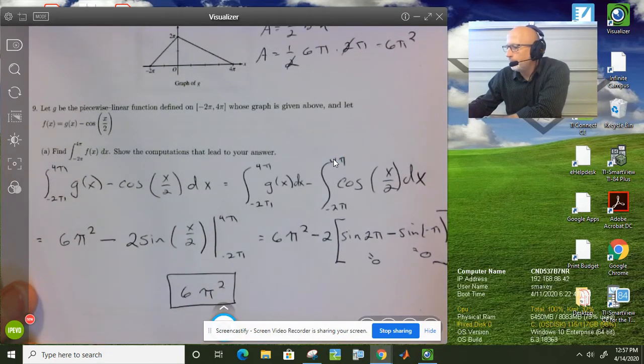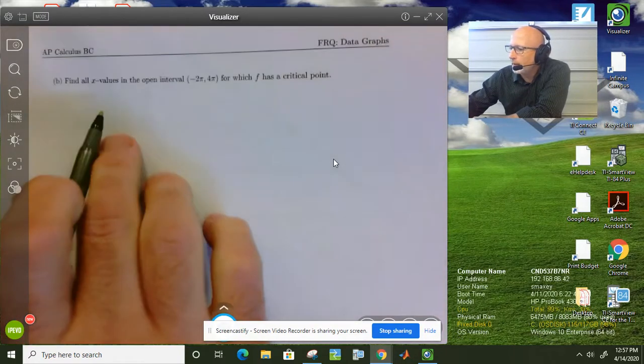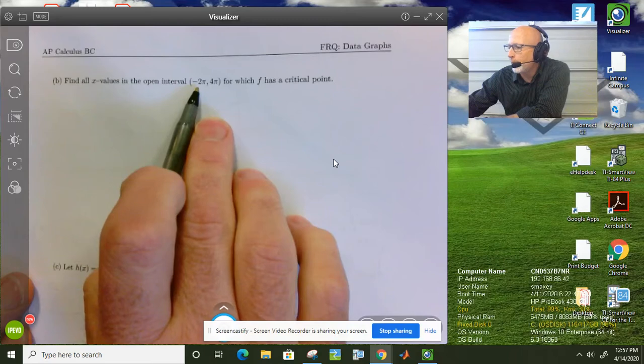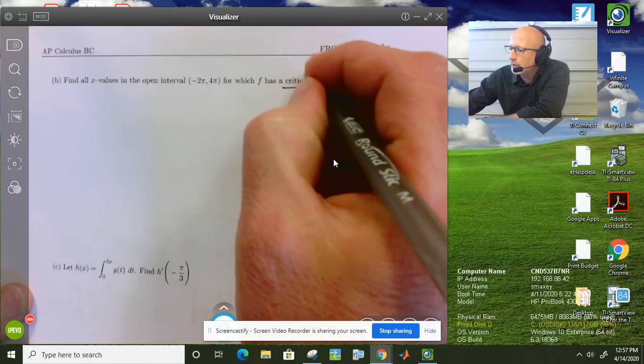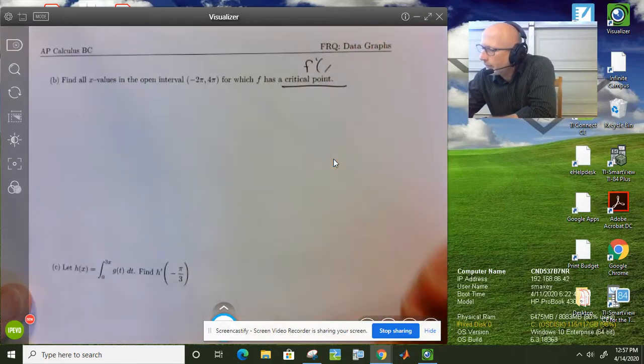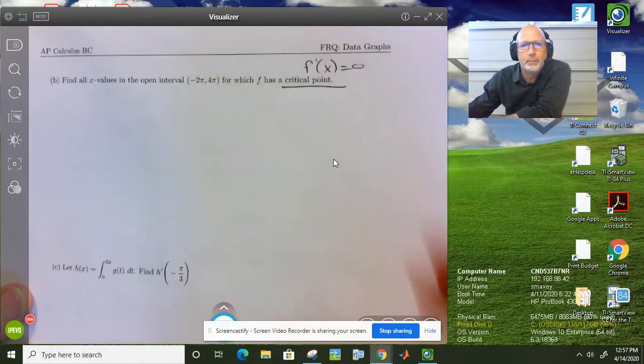Okay, B. Find all the values in the open interval from -2 pi to 4 pi for which f has a critical point. What does a critical point mean? It means the derivative of f, because we're on f, is equal to 0. So that's what I'm looking for.